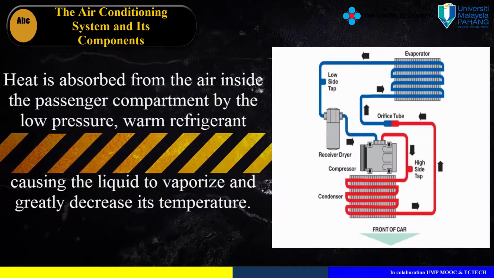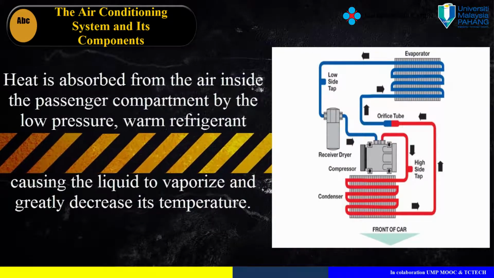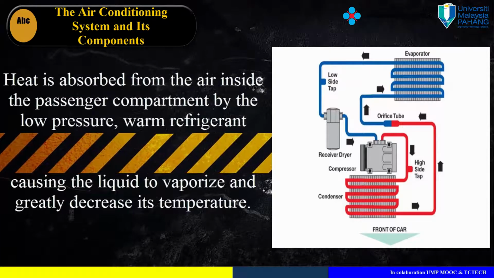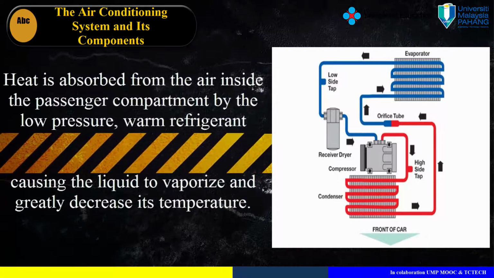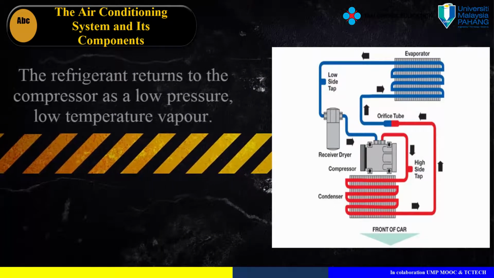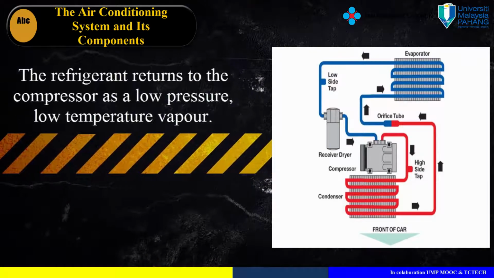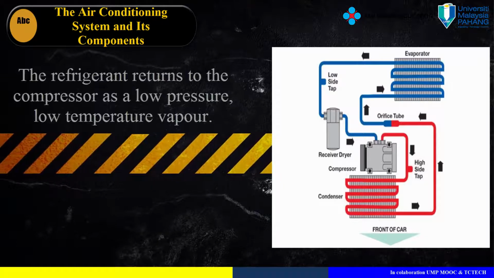Heat is absorbed from the air inside the passenger compartment by the low-pressure, warm refrigerant, causing the liquid to vaporize and greatly decrease its temperature. The refrigerant returns to the compressor as a low-pressure, low-temperature vapor.